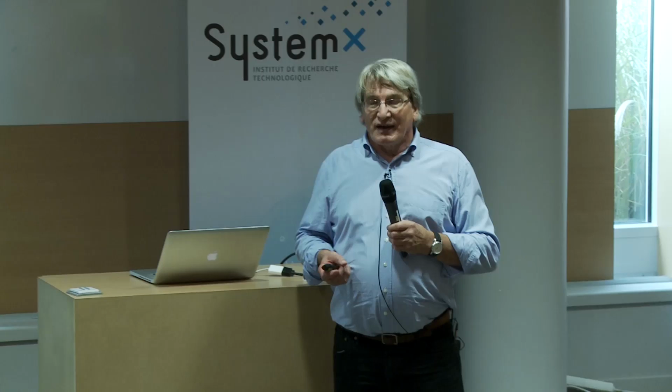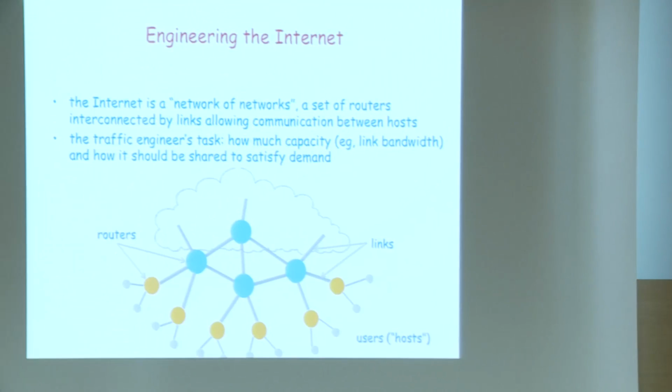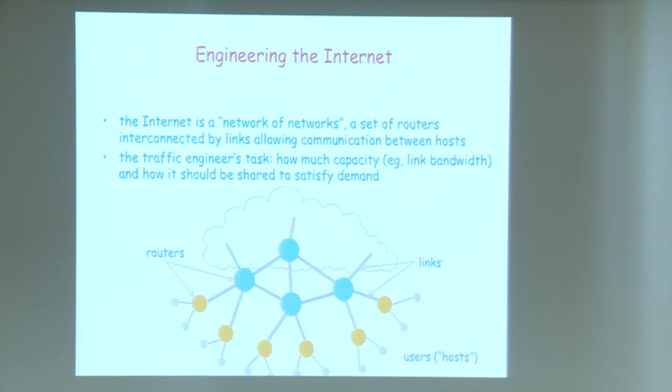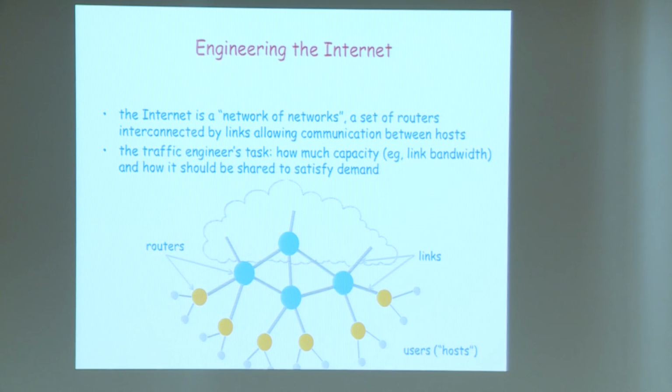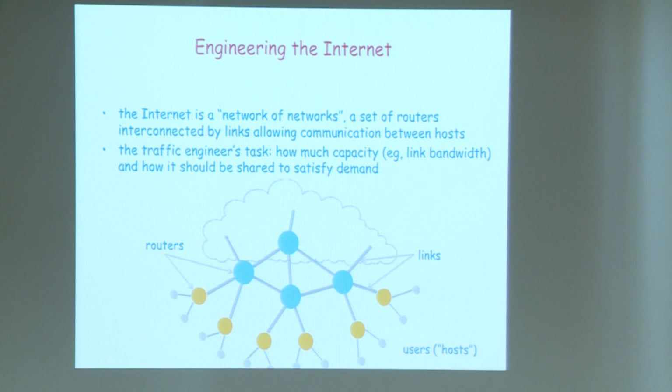So engineering the internet: the internet is a network of networks. The drawing depicts a network, and the cloud in the background is not the cloud of cloud computing, it's the cloud which represents the rest of the network. So you're typically connected to a network like the network of Orange, and Orange will be connected to all the other networks in the world. The network is just a set of routers and links, typically, and we'd be interested in knowing how to dimension these links and how to manage the sharing of those links between different types of traffic in order to respect some kind of quality of service.